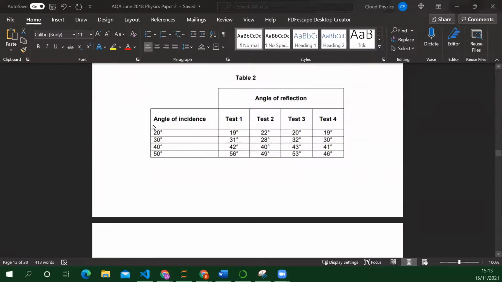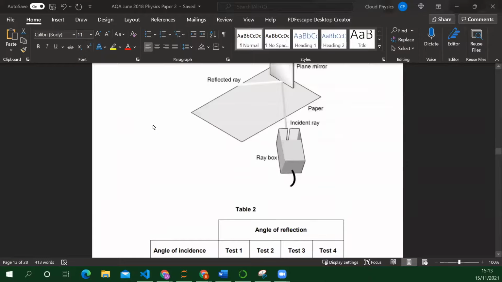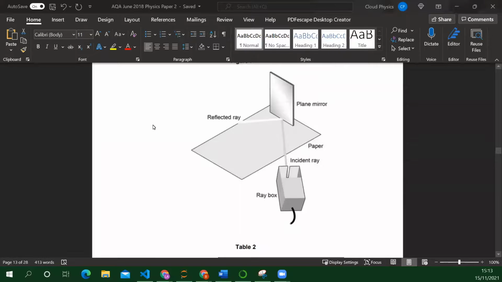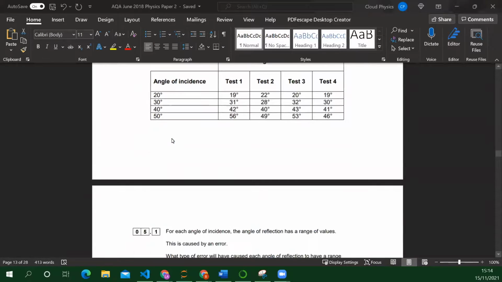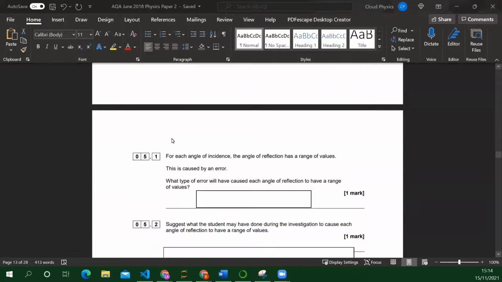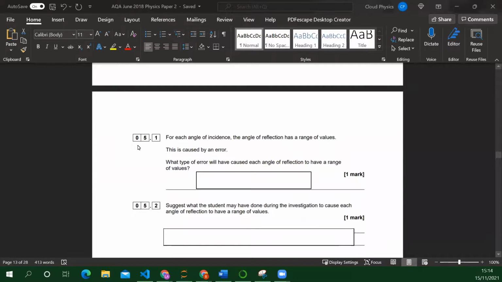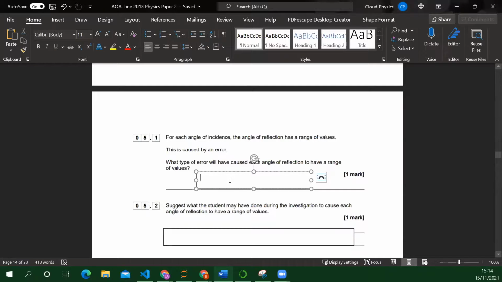So, talking about the angle of reflection in this experiment before: plane mirror, ray box, reflected ray. The angle of incidence and angle of reflection are in a table. It says for each angle of incidence, the angle of reflection has a range of values. This is caused by an error. So what type of error would have caused each angle of reflection to have a range of values?